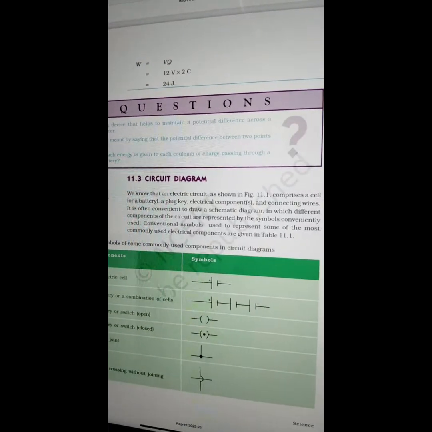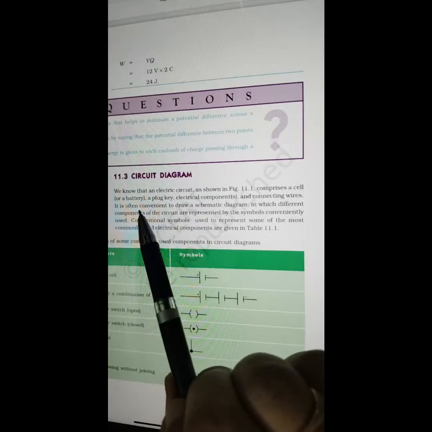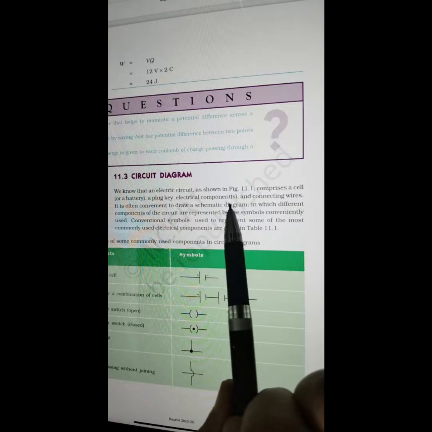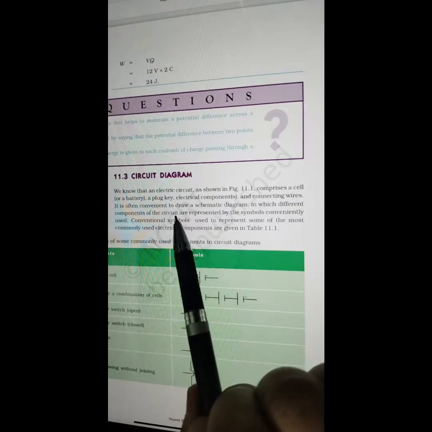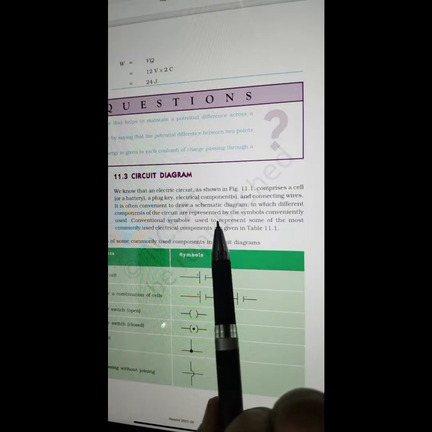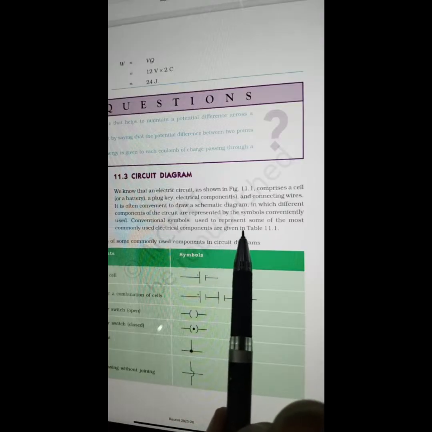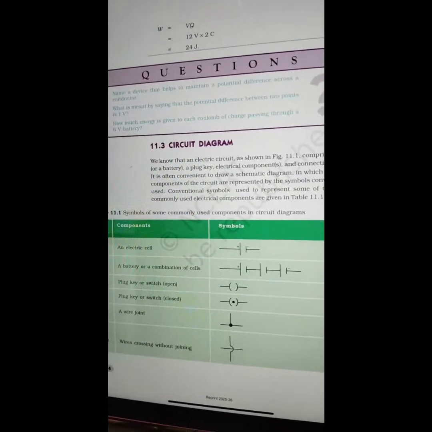11.3, circuit diagram. We know that an electric circuit, as shown in figure 11.1, comprises a cell or a battery, a plug key, electrical component, or they could be many. So that's why bracket is there in the component, and connecting wires. It is often convenient to draw a schematic diagram in which different components of the circuit are represented by the symbols conveniently used. Conventional symbols used to represent some of the most commonly used electrical components are given in table 11.1. So all the symbols are given.